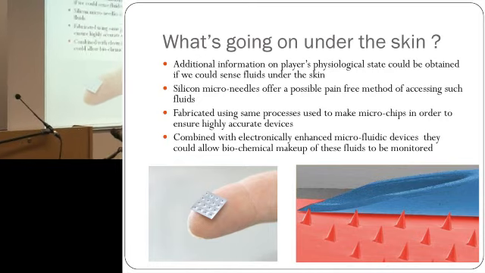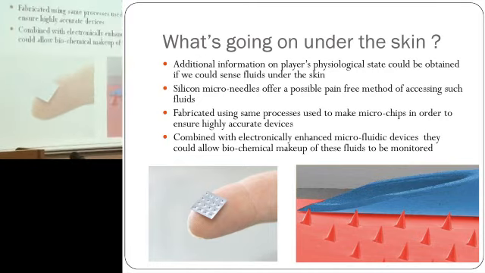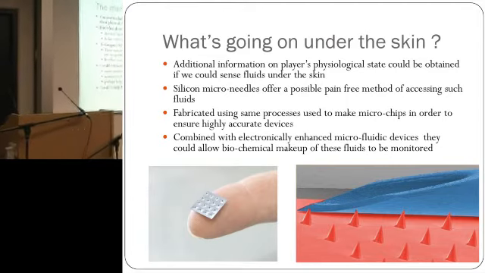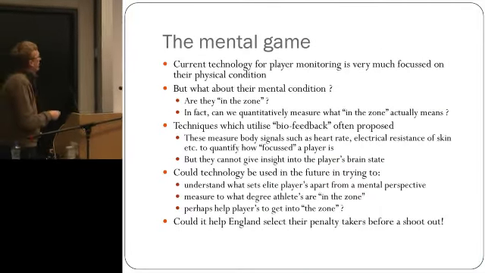To give you an idea of the scale, this blue thing is actually the tip of an ordinary syringe. Okay, so they're minute, absolutely minute. So maybe you will see that type of technology down the line in 5 or 10 years being used to sense athletes' biochemistry. Okay, last couple of slides, the mental game.